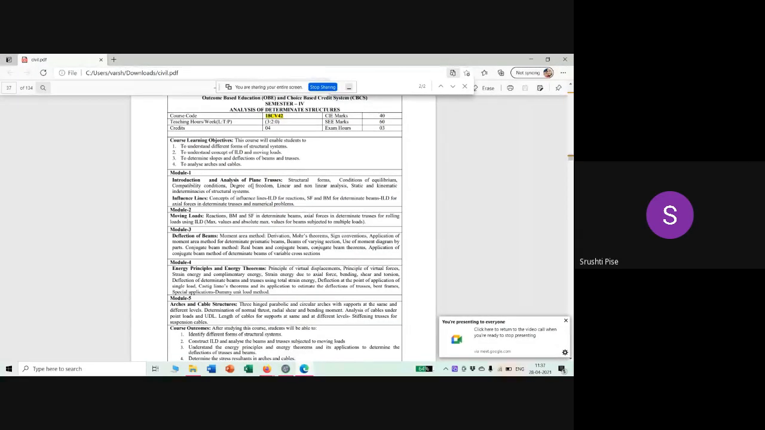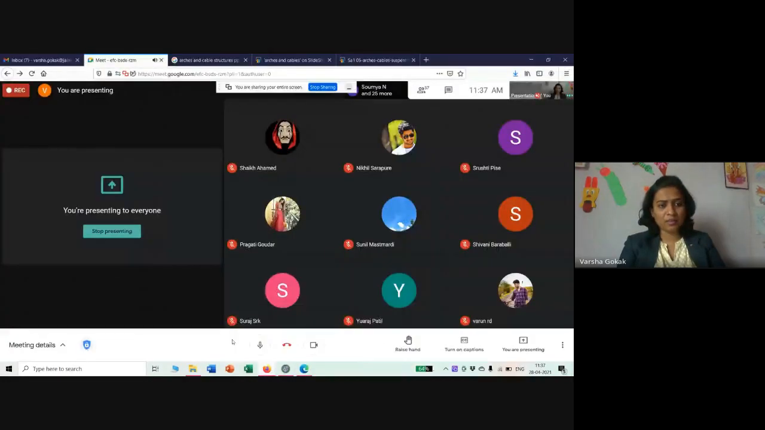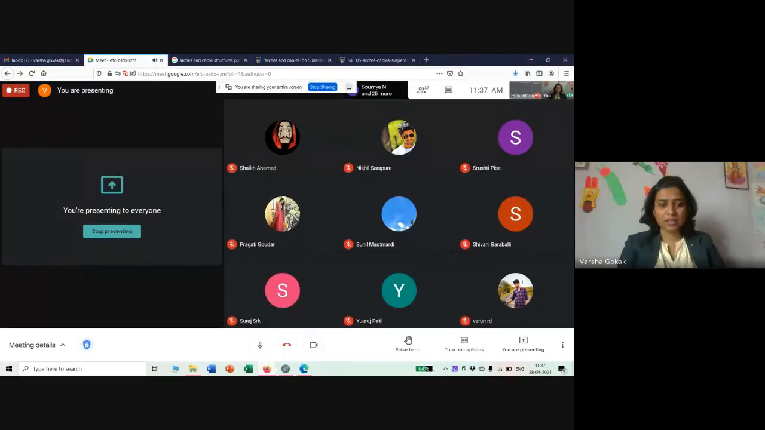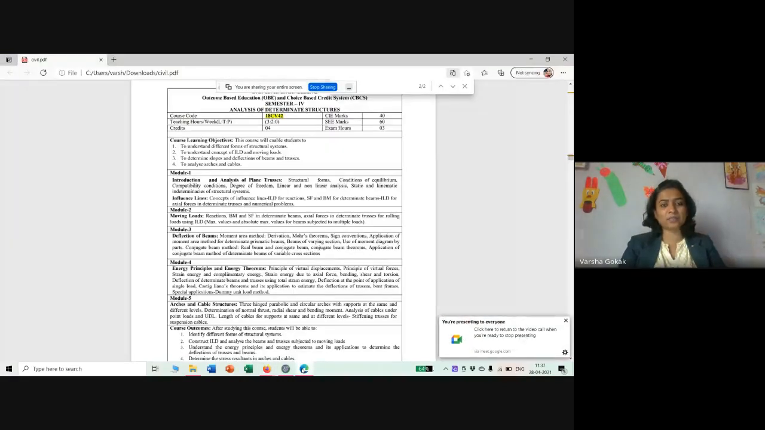Ma'am, whose reactions can be calculated? Yes, Shrishti, right? I am displaying the syllabus copy, but I just wanted to discuss determinate and indeterminate structures. Srishti was right. Then we find the reactions, right?